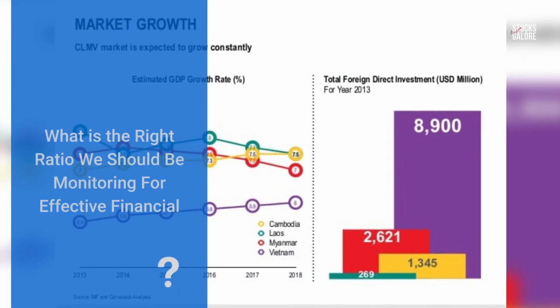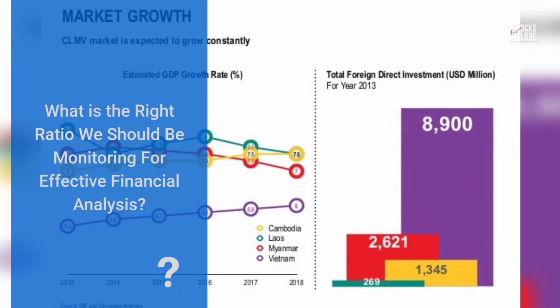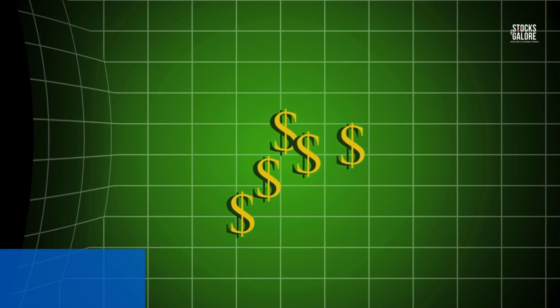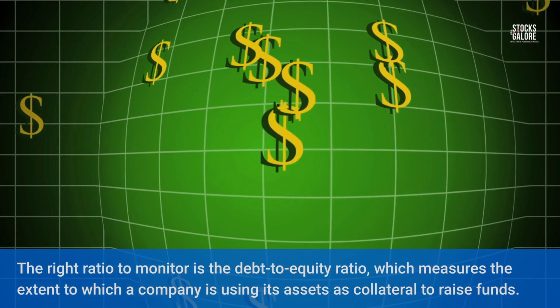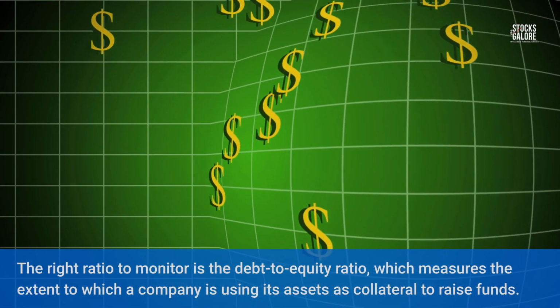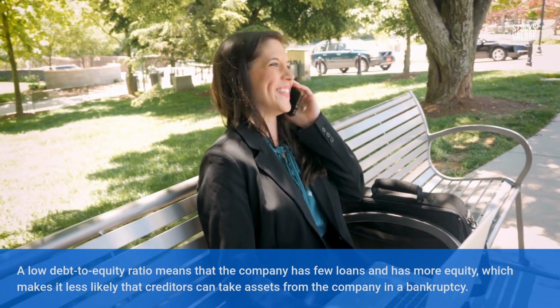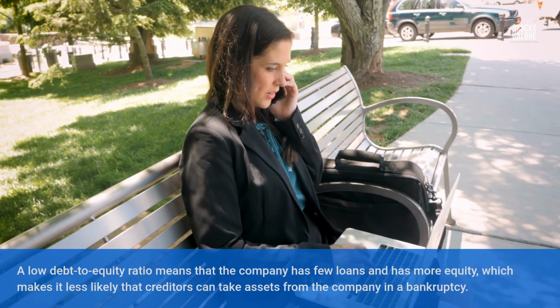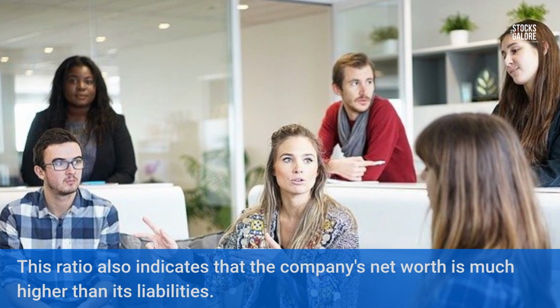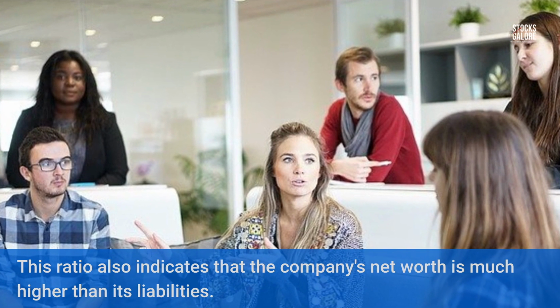What is the right ratio we should be monitoring for effective financial analysis? The right ratio to monitor is the debt-to-equity ratio, which measures the extent to which a company is using its assets as collateral to raise funds. A low debt-to-equity ratio means that the company has few loans and has more equity, which makes it less likely that creditors can take assets from the company in a bankruptcy. This ratio also indicates that the company's net worth is much higher than its liabilities.